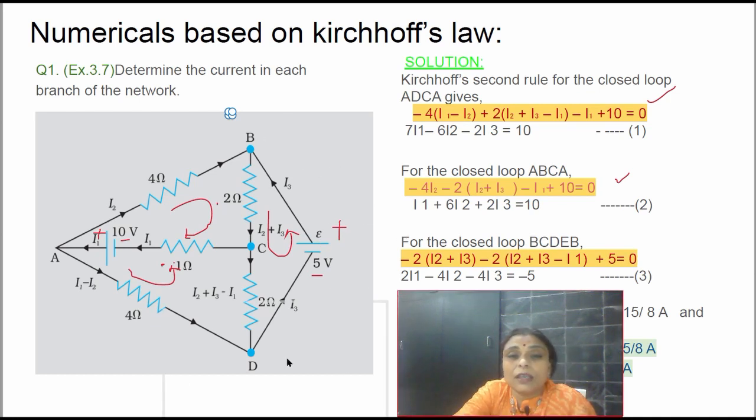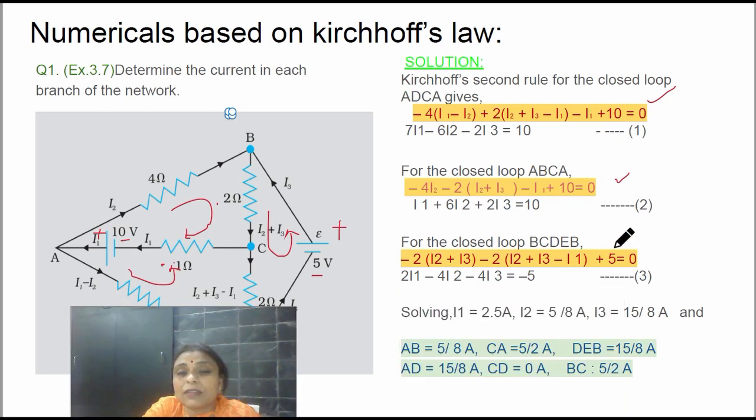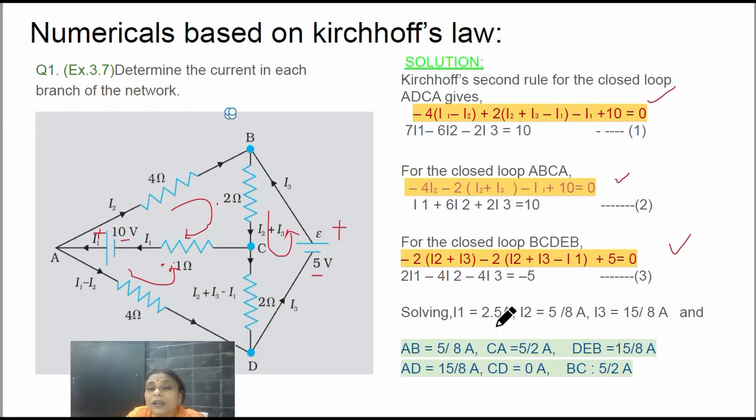So you can see here that we have got 3 equations and 3 loops. Now, solving these equations, we can get the values of I1, I2 and I3 as required in the question. But the question says, determine the current in each branch, not only I1, I2, I3. So what is our AB? It is I2. We write the branch and we write the values. This is the way we solve the question based on Kirchhoff's law. Let us take up one more question.